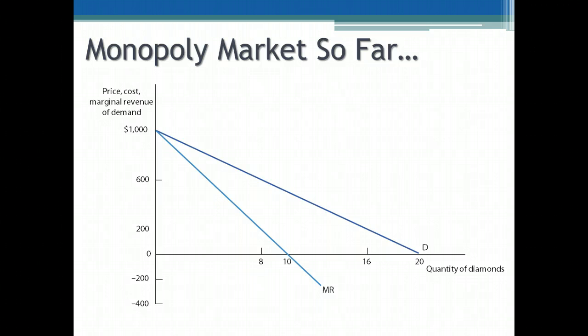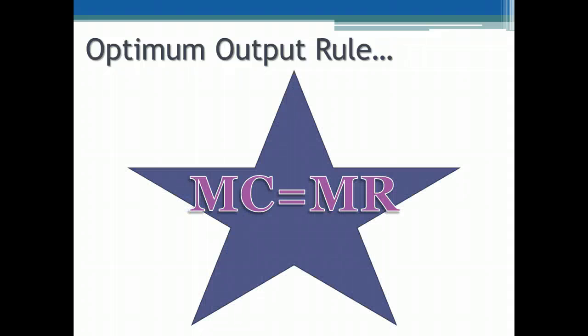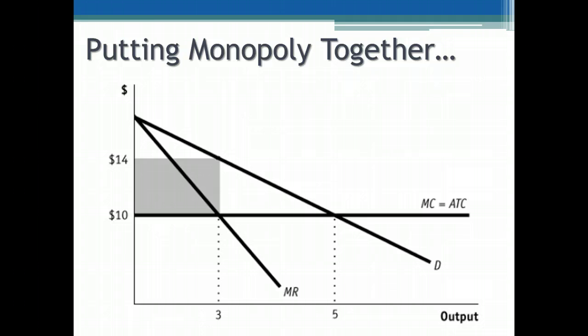And again, just as a reminder, the optimum output rule tells us for any firm, regardless of market structure, that the best place to produce is where marginal cost is equal to marginal revenue. So let's take a look at an example. In this example, you're going to see in the book that there are two ways they show monopolists. One is where they pretend that marginal cost and average total cost are constant, which would make them a horizontal line, and you'll see them the way that you've been working with them in the past. So for this example, we're going to assume that marginal cost is equal to average total cost and that they are constant, which gives us a horizontal line here.